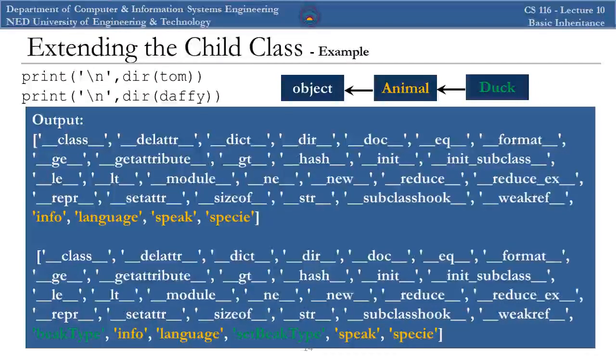So speak, species, info, language, they are coming into duck from class animal, and this class duck is also inheriting all the, sorry, not attributes, the dunder methods from class object. And we did not make this class duck inherit from class object, and neither did Python, because we were inheriting duck from animal and it was single inheritance. So duck can directly inherit from only one class, and that was animal in our case. But since animal has been derived from object, duck inherits all the methods from class object as well, right?